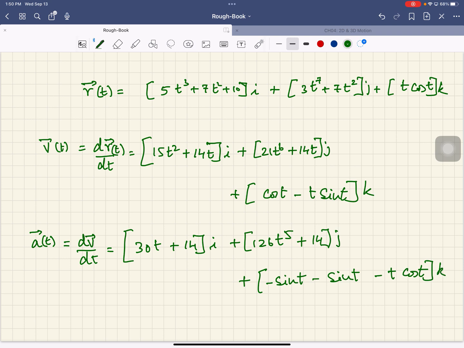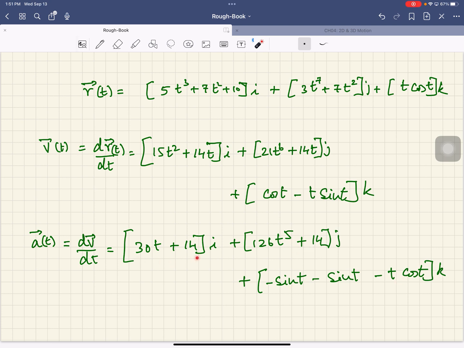All right, so here was an example where we had the position as a function of time. We were able to calculate the velocity as a function of time. We were able to calculate the acceleration as a function of time. Here's the x component of the velocity. Here's the y component of the velocity. Here's the z component of the velocity. Here's the x component of the acceleration. Here's the y component of the acceleration. Here's the z component of the acceleration.